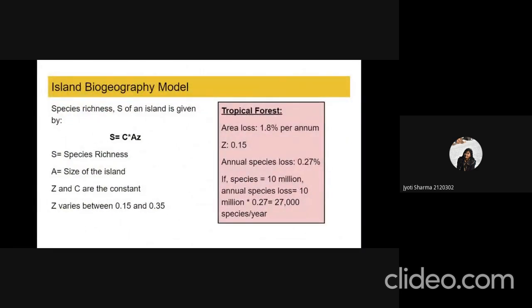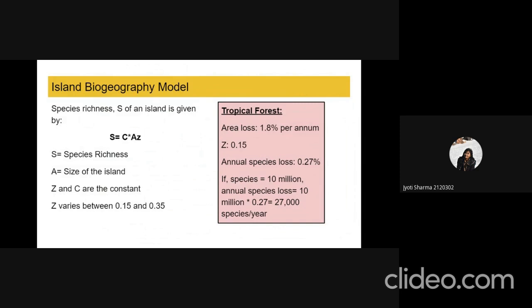Okay, then we want to know that suppose we have 1 hectare area and we want to know how much species should be there. And if we are cutting down that forest and right now we have only half hectare of that full 1 hectare, what will happen to the species richness? So we have one model, the island biogeography model, which tells about the species richness of that area or of that island.